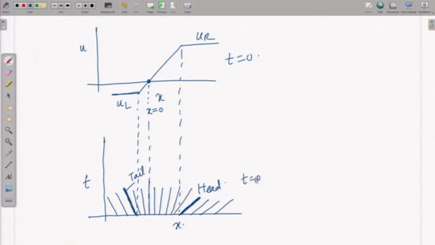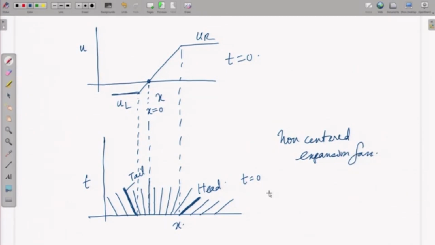Of course, remember that this is at t equal to 0, but then it will expand up like this, and they will not come close to each other. So, it will fan out. So, this is a non-centered expansion fan.